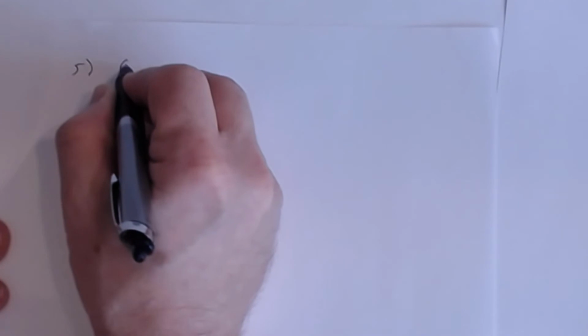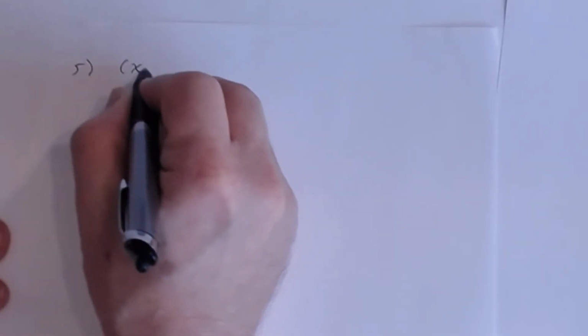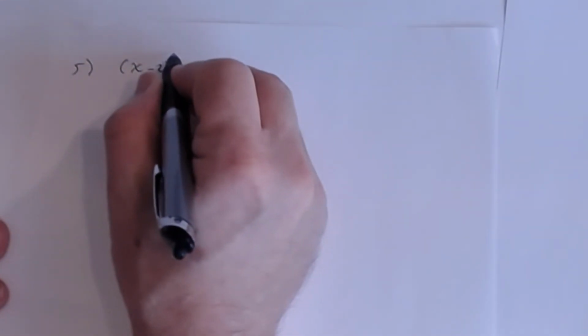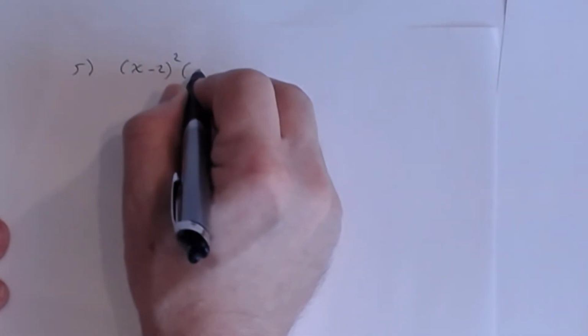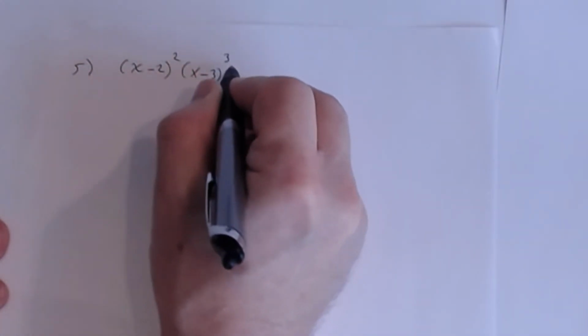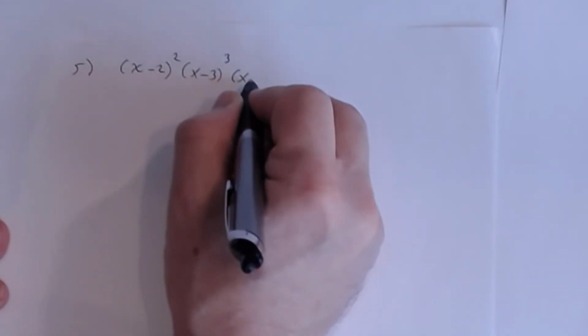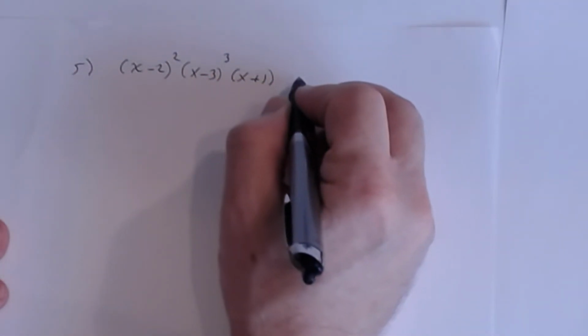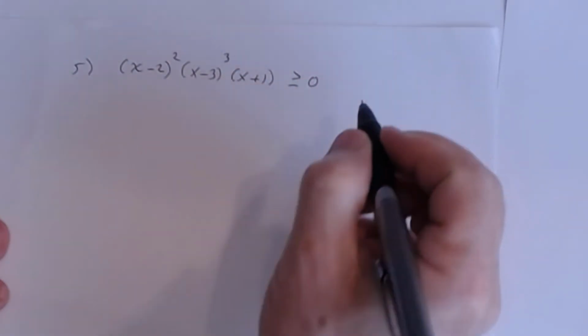Okay, and then finally, let's look at number 5. So number 5, let's suppose we had this one for number 5. Let's say we had x minus 2 squared times x minus 3 cubed times x plus 1 is greater than or equal to 0. Let's say that. Okay?